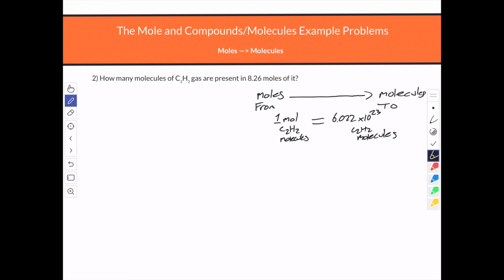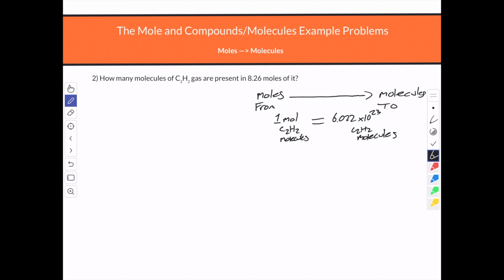It could just as well have said how many types of circus elephants are present in 8.26 moles of circus elephants. And we would be solving the same problem. So we need to understand that fact, and all these problems end up being the same thing, really.